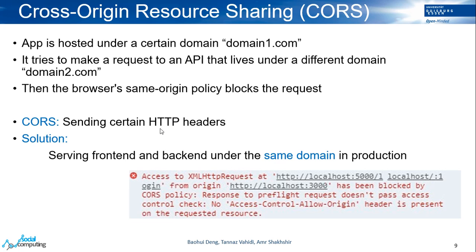In other words, for example, an app is hosted under a certain domain, domain1.com. It tries to make a request to an API that lives under a different domain, domain2.com. Then the browser's same-origin policy blocks the request, and you will get this error in your browser.